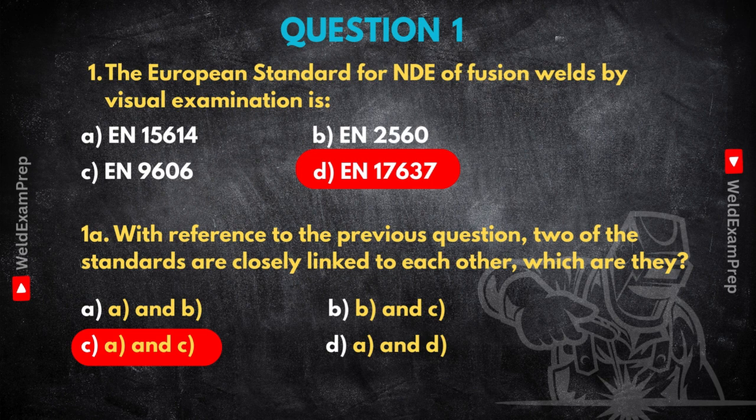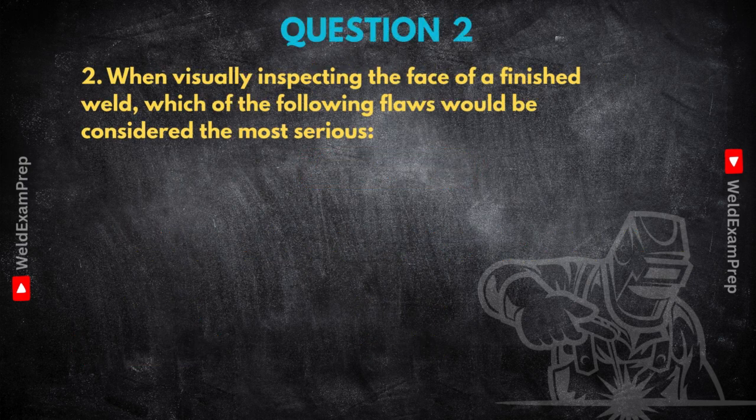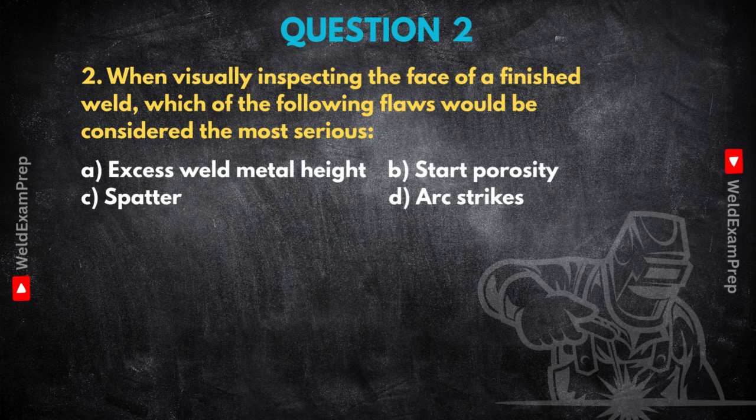Okay, let's shift gears now to a very practical scenario, something any visual inspector will definitely face, figuring out how serious different weld flaws are. When visually inspecting the face of a finished weld, which of the following flaws would be considered the most serious? A, excess weld metal height. B, start porosity. C, spatter. D, arc strikes.